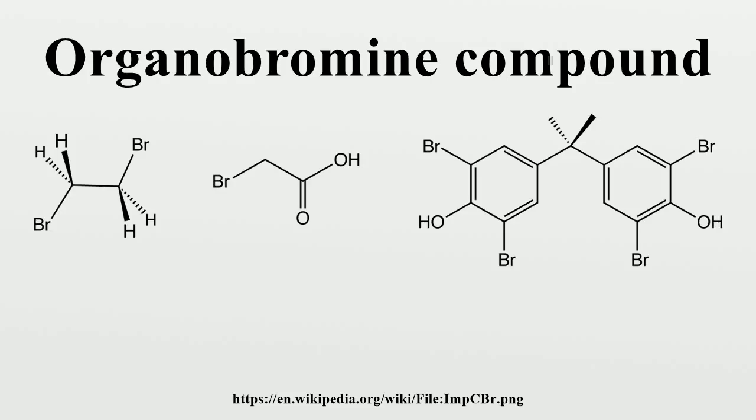HOCH2CH=CH2 + HBr → BrCH2CH=CH2 + H2O. Methyl bromide, another fumigant, is generated from methanol and hydrogen bromide.